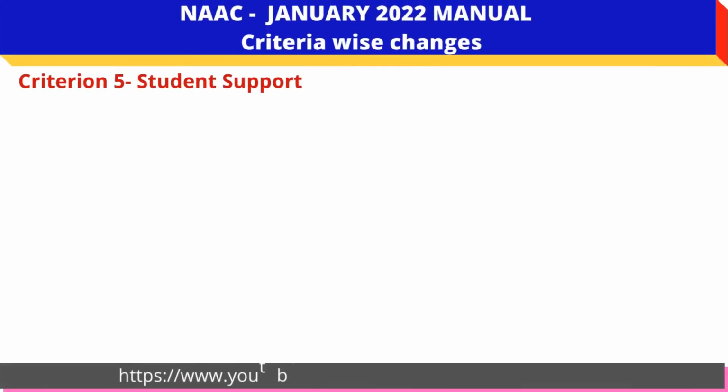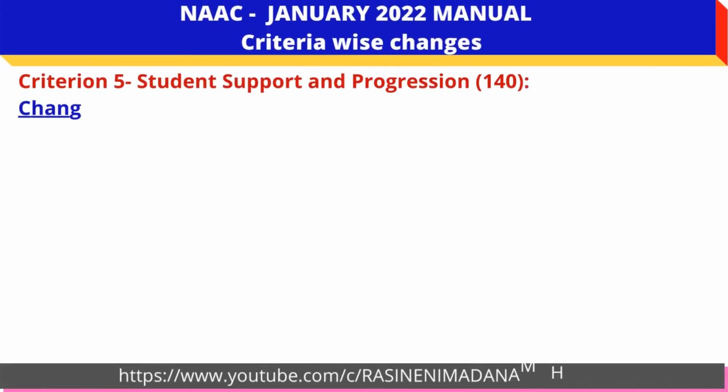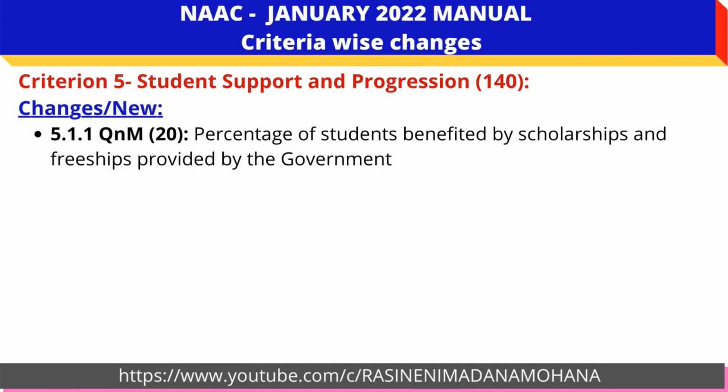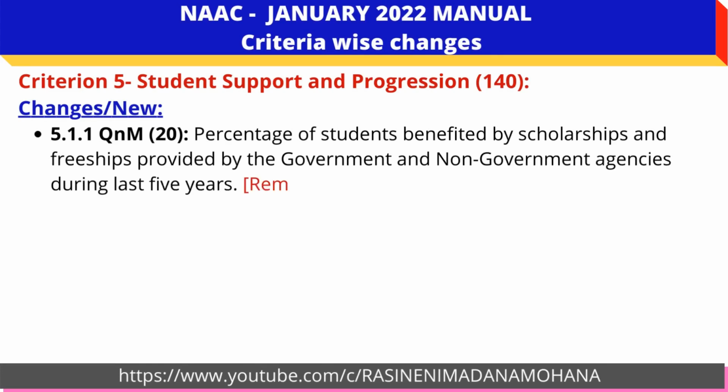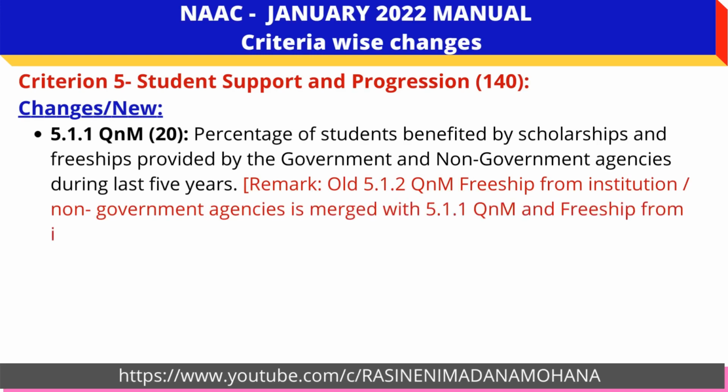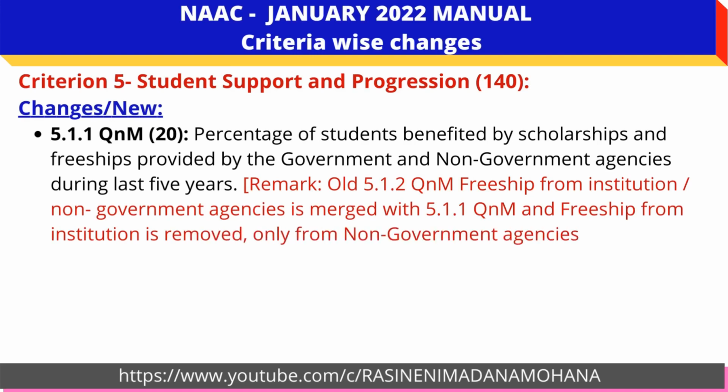Then coming to criteria 5, student support and progression. Here the changes are new. 5.1.1 quantitative metric, 20 is the weightage: percentage of students benefited by scholarship and freeship provided by the government and non-government agencies during last 5 years. Earlier, 5.1.1 was only scholarship by the government, then 5.1.2 was scholarship or freeship by the management of the institution and non-government. Now that is merged with 5.1.1, but management sponsorship is removed. So only non-government agencies is included. Now together the weightage is 20.